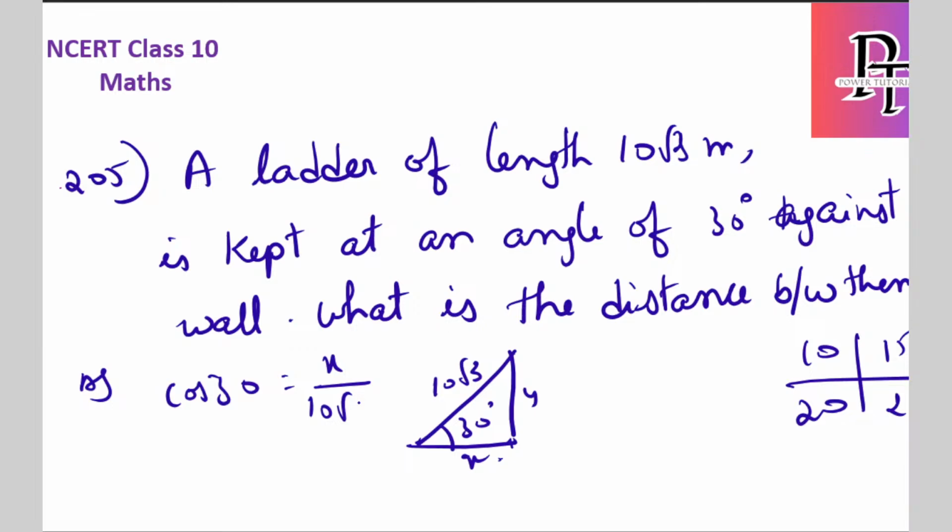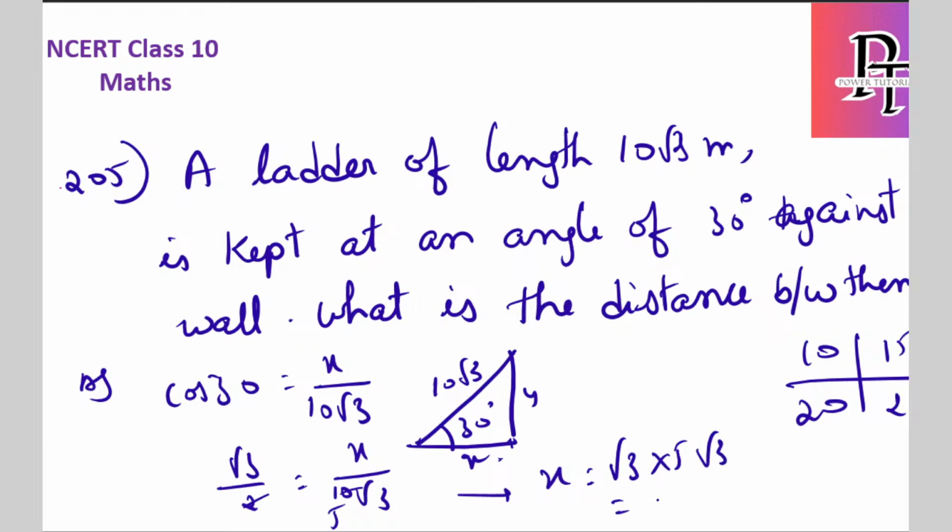So cos 30 is root 3 by 2. Root 3 by 2 is equal to x by 10 root 3. You can cancel 2 ones, 2 fives. So x will become root 3 into 5 root 3. Root 3 into root 3 is 3. 3 fives are 15. So x is 15.